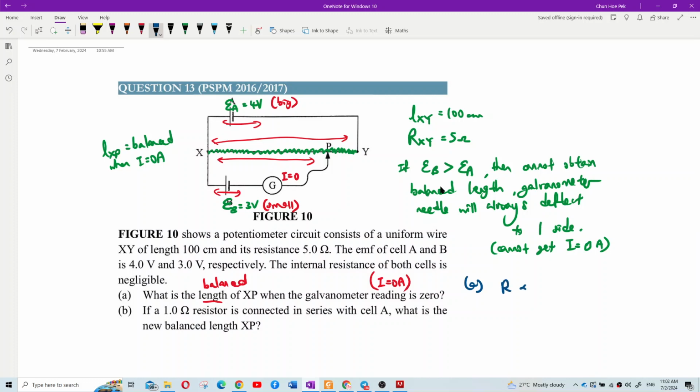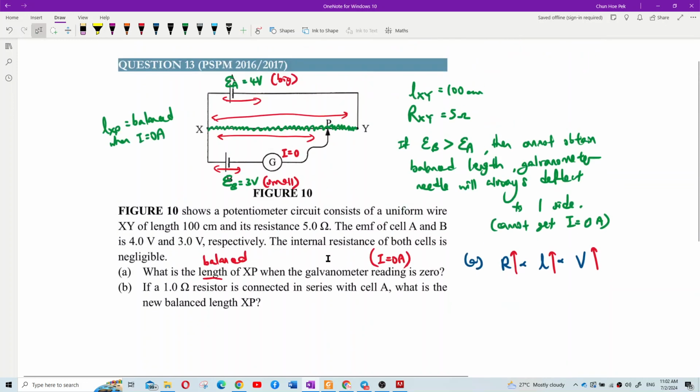Remember the concept I told you? Resistance is always proportional to the length, proportional to the voltage. The longer the wire, the bigger the voltage it takes, the bigger the resistance. I see XY is longer than XP. So XY is for 4 volt, XP shorter wire for smaller battery, 3 volt. Tak boleh terbalik.